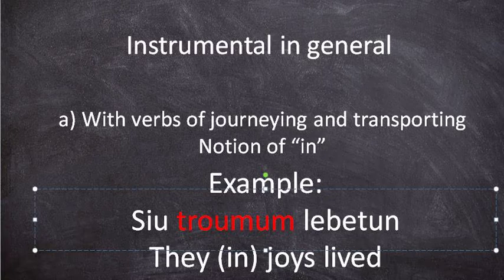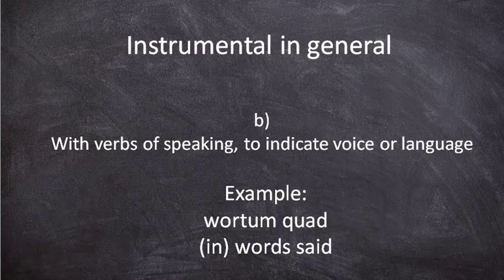Next, we have B, essentially the instrumental with verbs of speaking to indicate voice or language. And we have our translation here, straight from Old English into Old High German. Wörterbuch. So, in words said. How did this person speak or say what he wanted to say? He did it in words. Someone reading this for the first time might find that kind of redundant. Well, that's not really redundant because it's a very poetic way of speaking. You can say things through a gesture or through sign language or whatever.